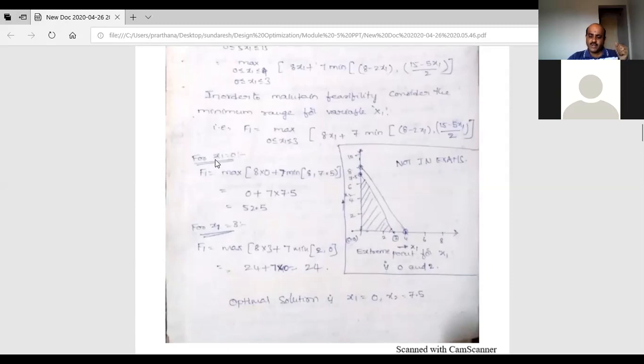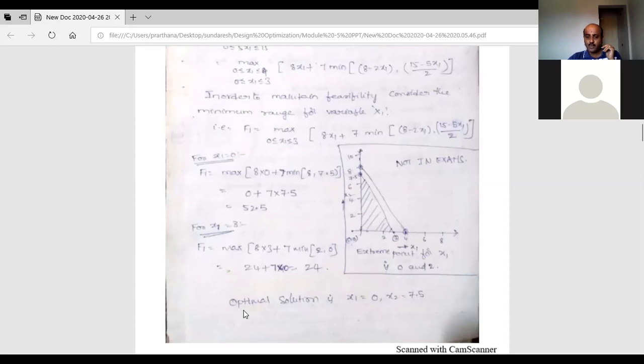And even if I put x1 is equal to 1, you are going to get 40. Therefore, I will choose the value of x1 is equal to 0. For the value of x1 is equal to 0, the function f1 will be maximum. So I will choose x1 as 0, and correspondingly, what should be the minimum value of x2? When you put x1 is equal to 0, you are getting 8 comma 7.5. So 7.5, I'm going to consider it as the value of x2.